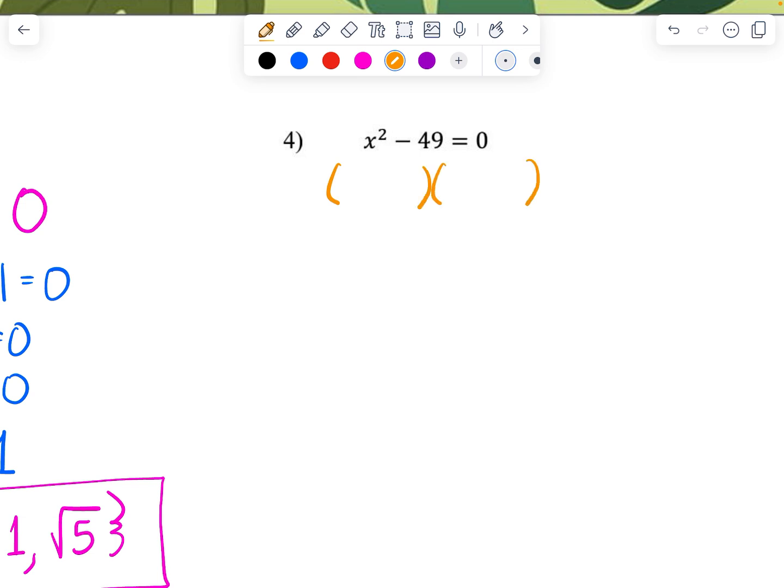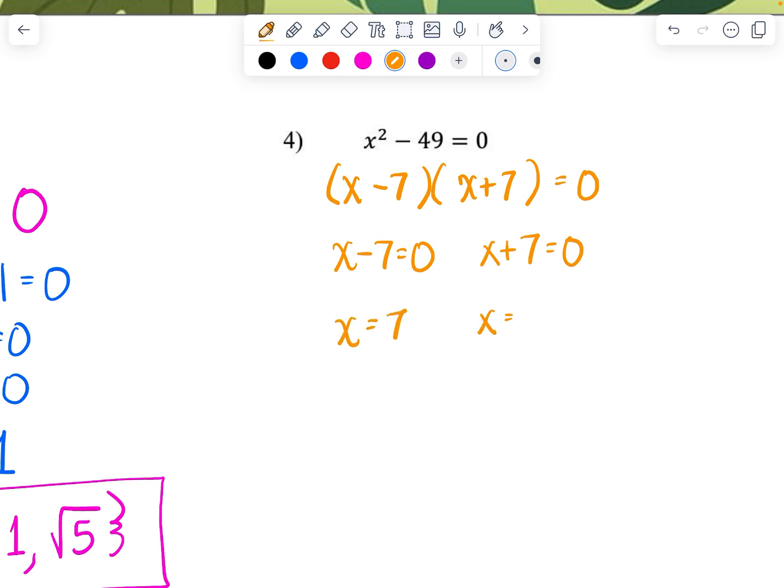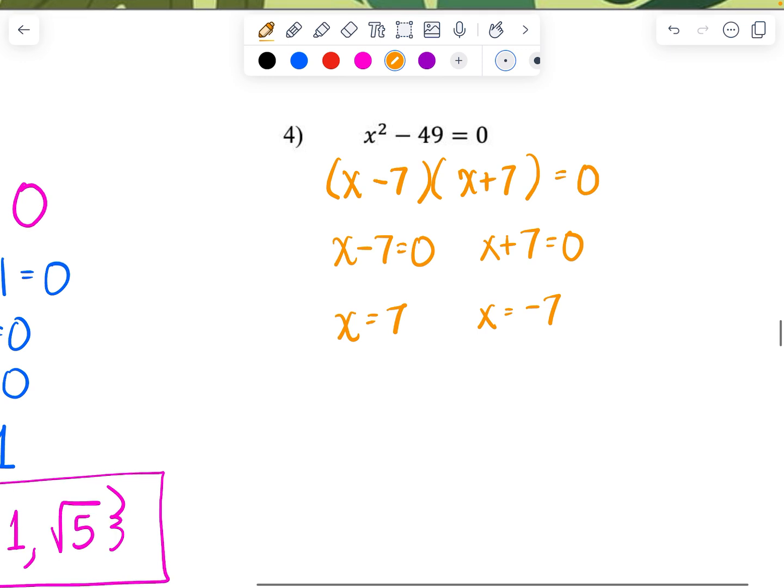I know my factors of x squared minus 49 is x minus 7, x plus 7 equals 0. I'm going to set both of those equal to 0, and then I'm going to solve for x. Now here's where I'm going to start taking a little bit of a shortcut. I know that 7 minus 7 is 0, so x equals positive 7 and x equals negative 7. Those are my two solutions. So for my solution set, I'm going to say x is equal to negative 7, positive 7.